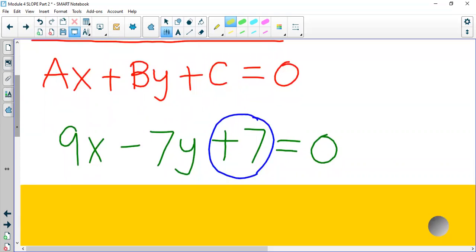Sure. Do I have to get rid of any fractions or decimals? No, right? Does that mean that my slope is positive 9? Because it's in front of the x? No. You cannot determine the slope from standard form. I would have to isolate the y and rearrange everything into slope-intercept form in order to figure out the slope.